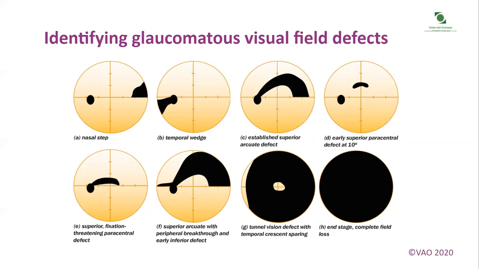This slide shows the various glaucomatous visual field defects you may come across. Nasal step, temporal wedge, an established superior arcuate defect, an early superior paracentral defect at 10 degrees, a superior fixation threatening paracentral defect, superior arcuate with peripheral breakthrough and early inferior defect, tunnel vision defect with temporal crescent sparing, and end stage complete field loss.